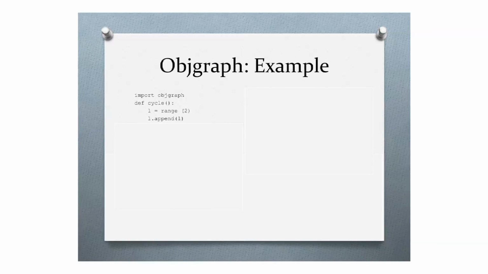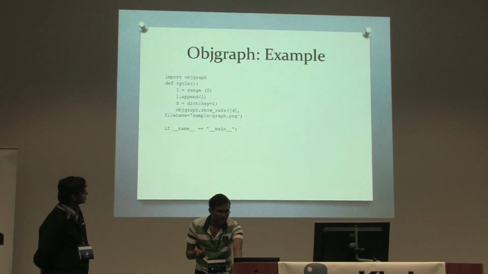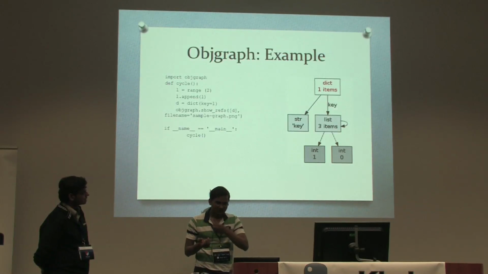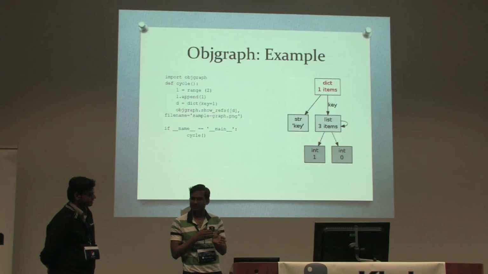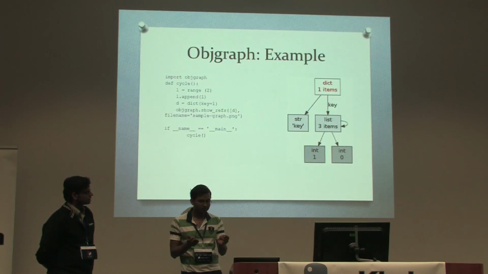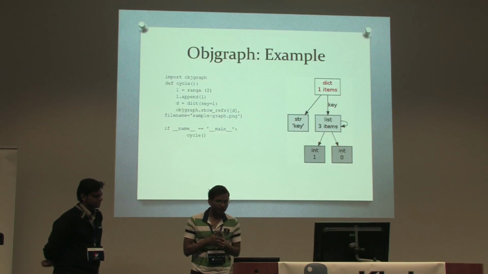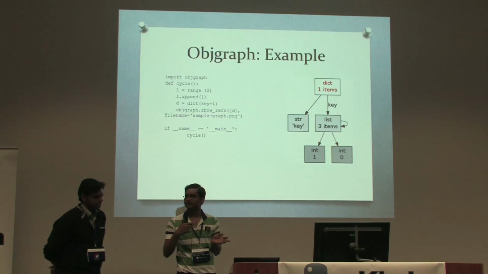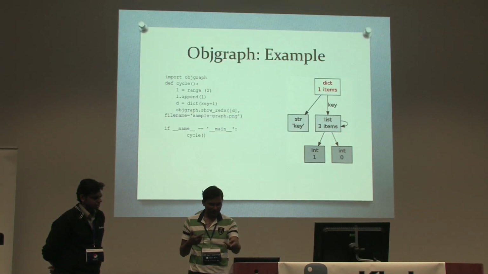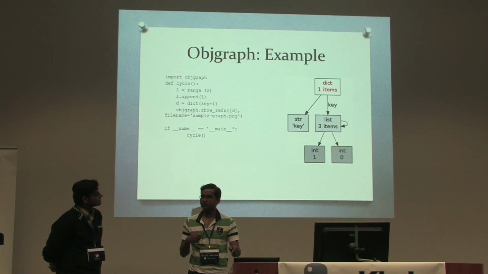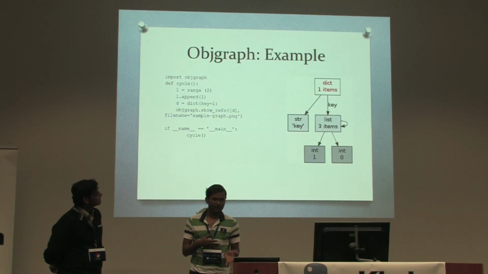One example I have: we import the Objgraph module. I created a list of 2 objects and created a ref cycle, then a dictionary which just references the list. And I called Objgraph to show all the references that are outgoing from d. It will look like this. The dictionary is d. It has only one item, the key, and l is the value. The left-hand side is the key. The list has 3 items: 2 integers, 1 and 0, and a reference to itself. So it's very easy to find a ref cycle using Objgraph.